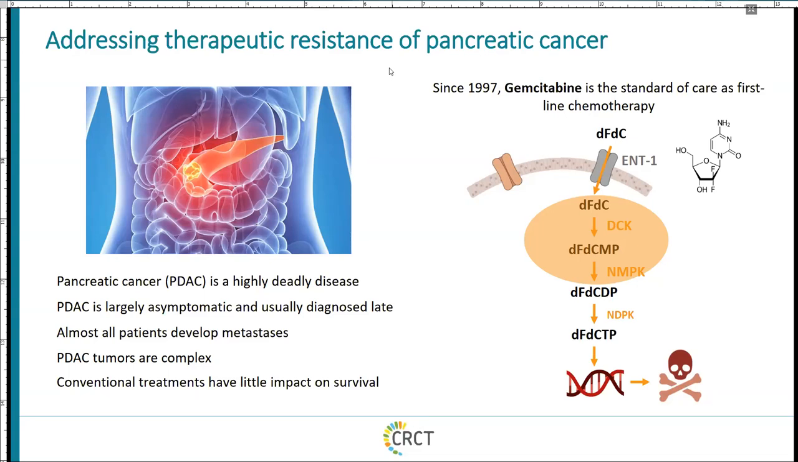We've been looking at the expression of those kinases that are important in the phosphorylation of dFdC, of gemcitabine. We found that the first two, DCK here and UMP-CMP kinase, are down-expressed in most of the pancreatic tissue that we were able to analyze. Next slide, please.